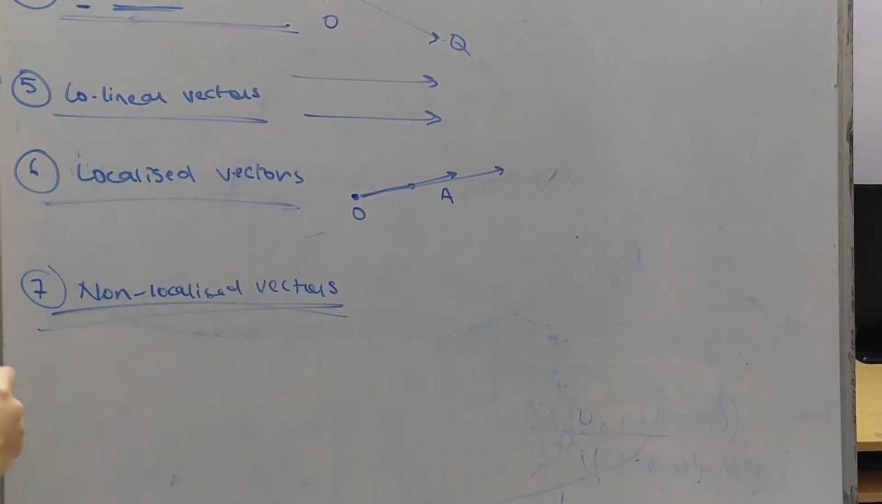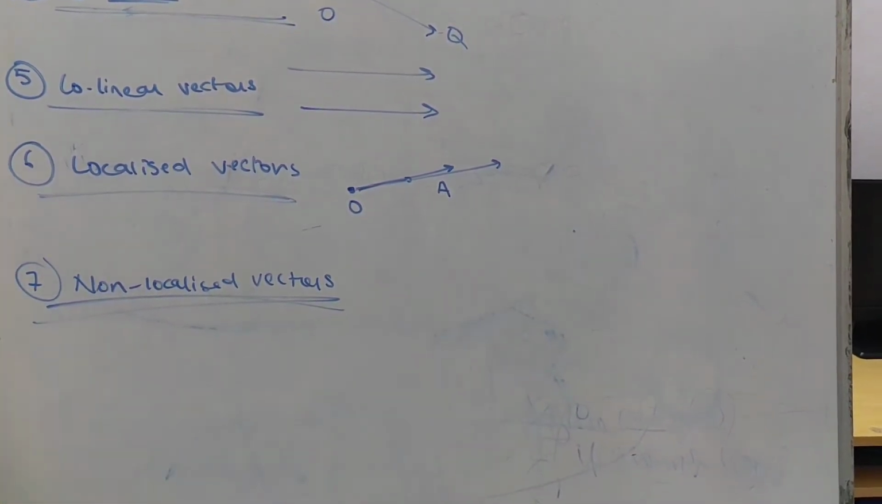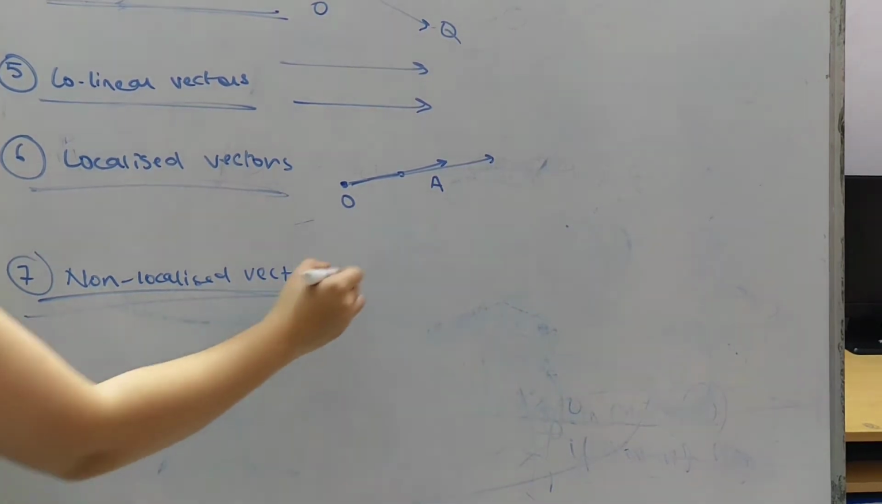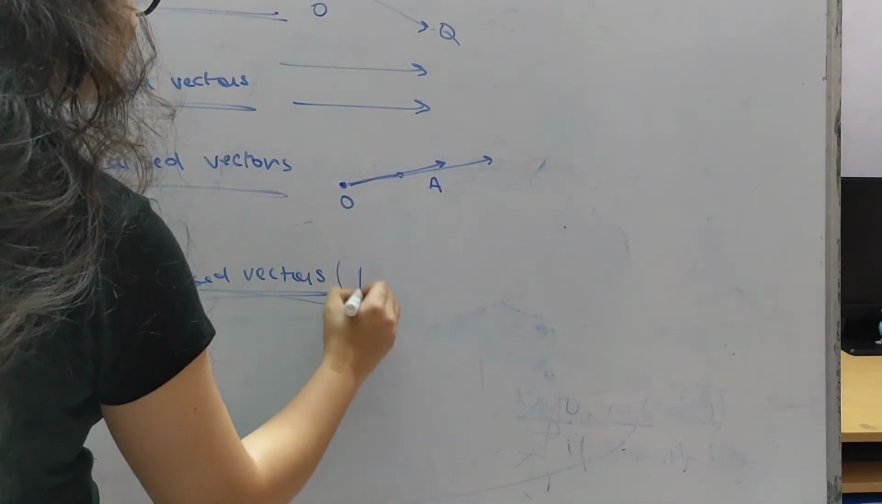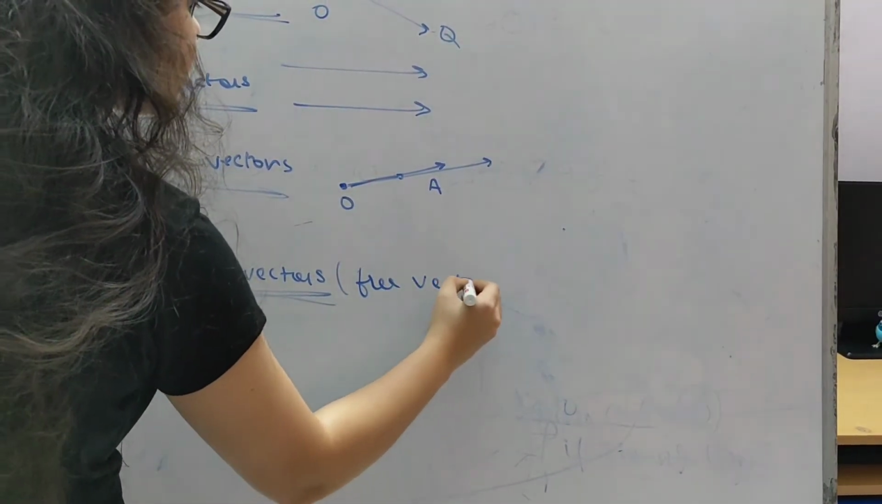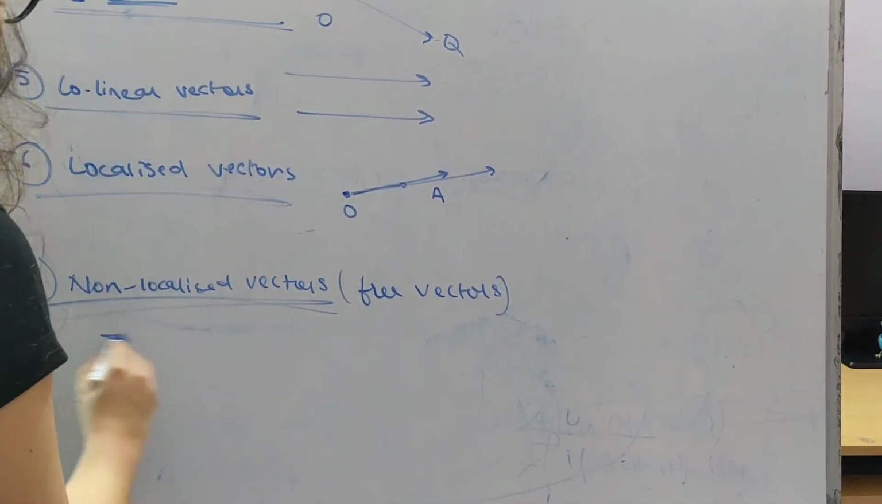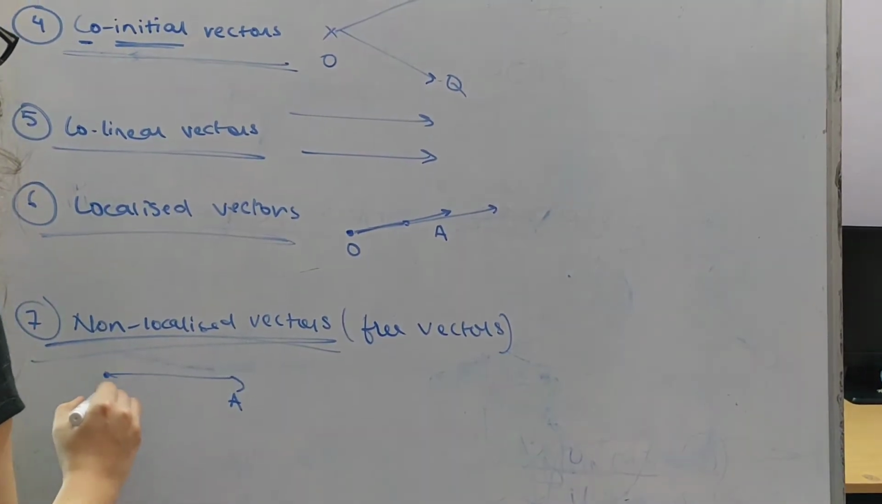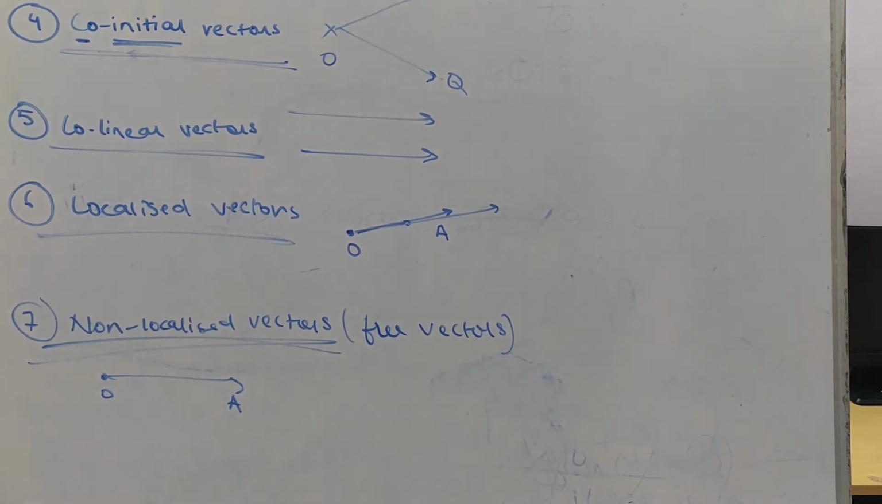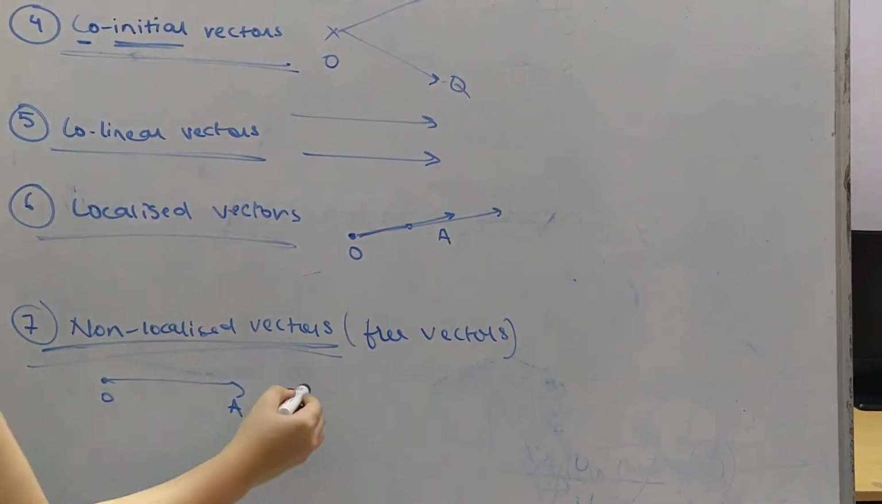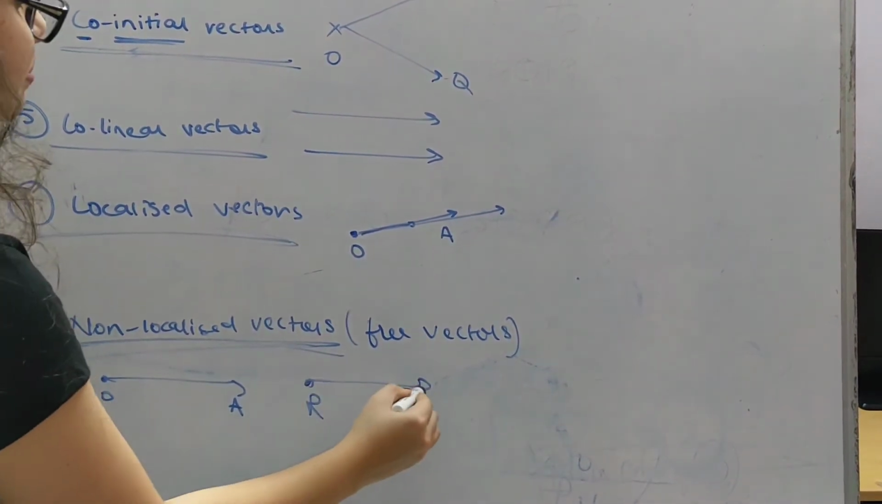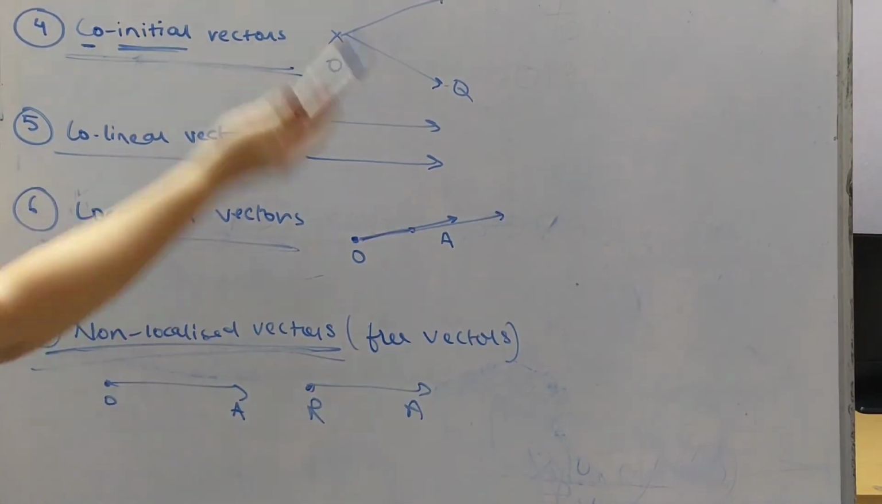Non-localized vectors are free to move. They are free to go anywhere. Because of this reason they are called free vectors. So I can have my A from O, but if A does not want to start from O and it is a non-localized vector, A can also start from R. I hope these points are clear.